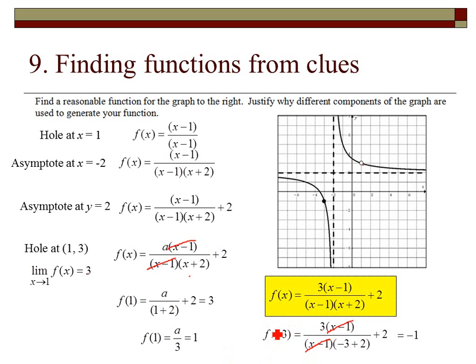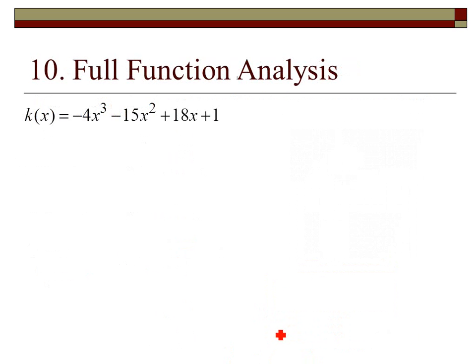Okay, last problem is the big one. This is going to be a full function analysis, so we're going to go through each of the parts. First, we're going to look at just k of x, and we want to find its roots. Well, the easiest thing to do is test numbers like 1 and -1 to see if they work. The possible rational roots are 1, negative 1, 1/2, negative 1/2, 1/4, and negative 1/4. Those are potential ones.